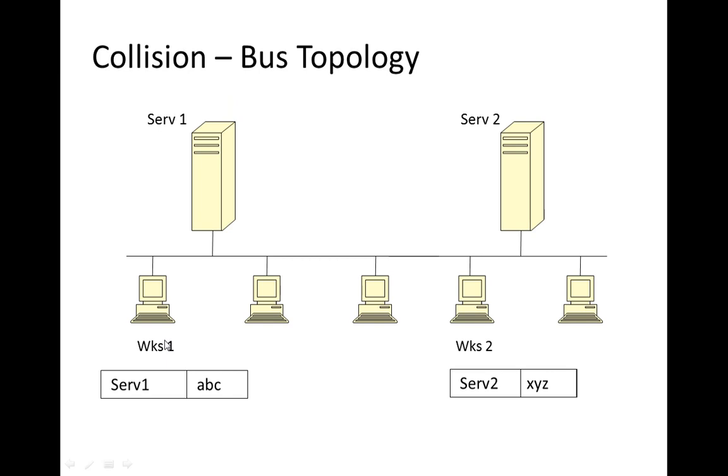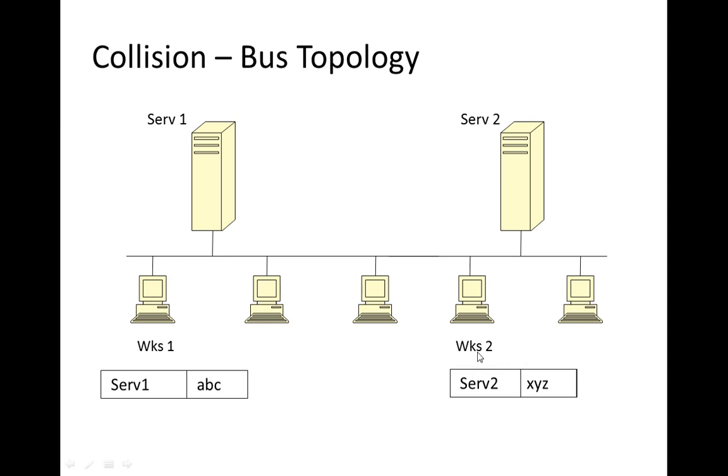If workstation 1 puts a signal on the wire, that signal is going to go all the way down the wire. If workstation 1 puts a packet on the wire and the packet header says it's going to server 1, and the packet contains ABC, the signal will hit server 2, but server 2 will see that the packet was destined to server 1, so server 2 will just not accept the packet in memory.